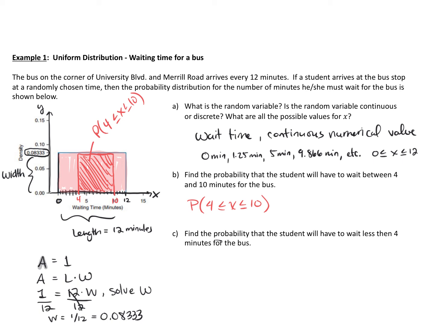So again, remember that area is equal to length times width. So the area here, that red rectangle has a length of 6, and I got 6 because if you go from 4 to 10, that's a difference of 6 minutes. So 6, and then the width is 0.08333. So this tells us that the probability that a student has to wait anywhere between 4 and 10 minutes is going to be approximately 50%. Right, so 0.5 is the probability. So there is a 50% chance that a student is going to have to wait between 4 and 10 minutes for the bus to come.